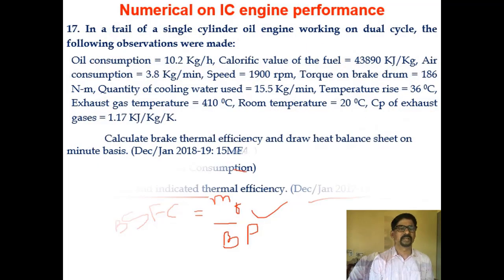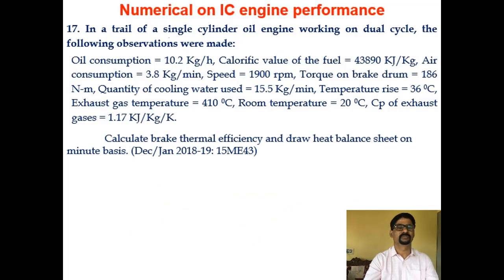Next question: in a trial of a single cylinder oil engine working on dual cycle, it's a dual cycle problem. The following observations were made. Fuel consumption is 10.2 kg per hour. Calorific value is 43,890 kJ per kg. Air consumption is 3.8 kg per minute. Be careful here, this is given per minute. Speed is 1900 rpm. Torque on brake drum, capital T, is 186 Newton meter. Cooling water is 15.5 kg per minute. Temperature rise is 36 degrees Celsius, that is T2 minus T1. Exhaust gas temperature is 410 degrees Celsius. Room temperature is 20 degrees Celsius. Cp of the exhaust gas is 1.17.